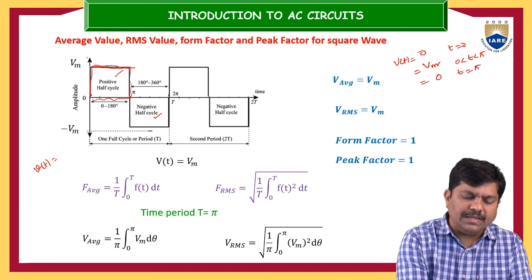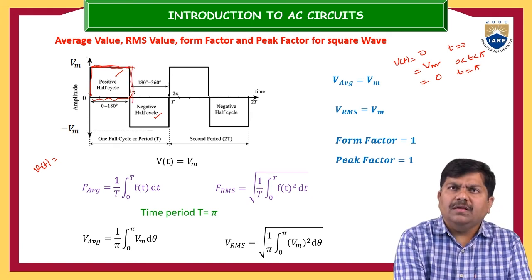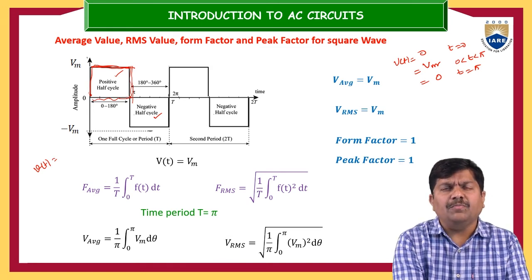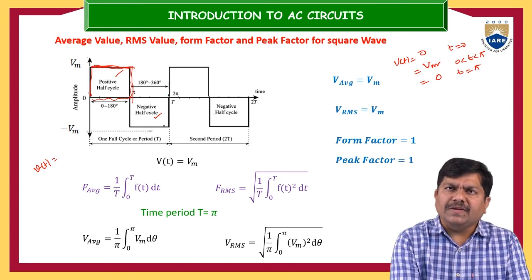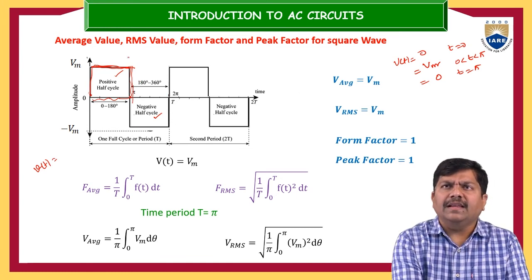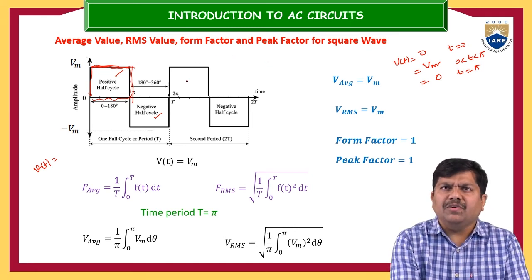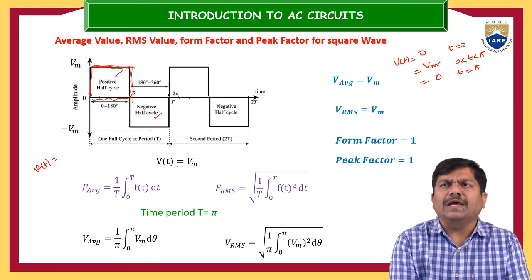If you take this interval, the segment 0 to pi, it is not a sinusoidal waveform. In such cases, the first and foremost thing while you are calculating the RMS value, average value, form factor and peak factor for a given waveform is to keenly observe the given waveform, and after observing it, represent or replace it with a suitable mathematical equation.